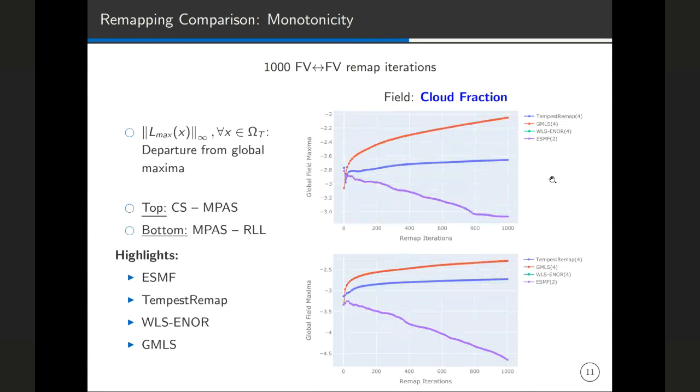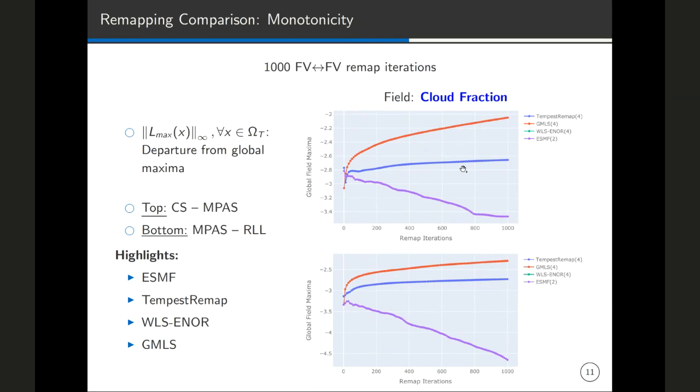For monotonicity, this is the global maxima. Similarly, we also have a global minima that I'm not showing here. And just like the previous result, the top one is the cube sphere to MPAS, and bottom is the MPAS to lat-long grid. It is surprising that the ESMF remapper actually becomes more accurate in terms of converging towards the global maxima.